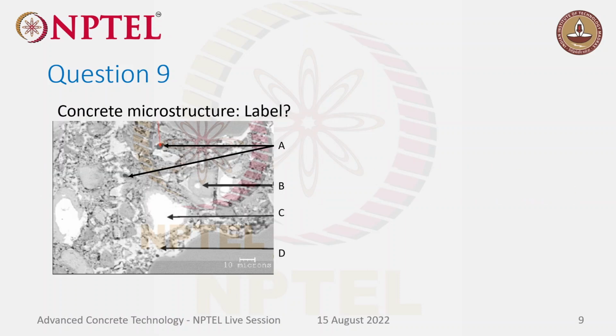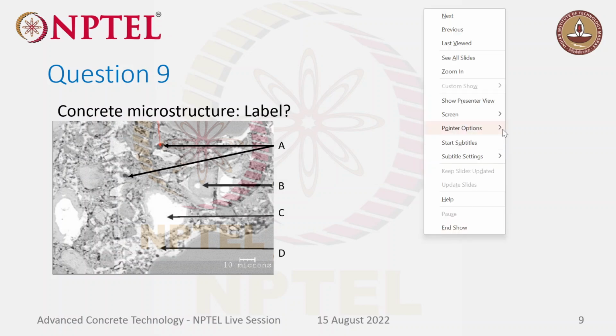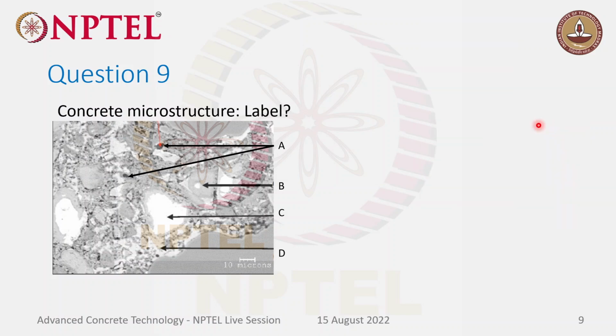Now let's move to question 9. This is a direct question from a particular snap from the lecture. You have to label all these parts. There are some dark spots here on the screen. This is a backscatter electron image from the lecture, which was explained in the lecture as well. So you have to label it properly.